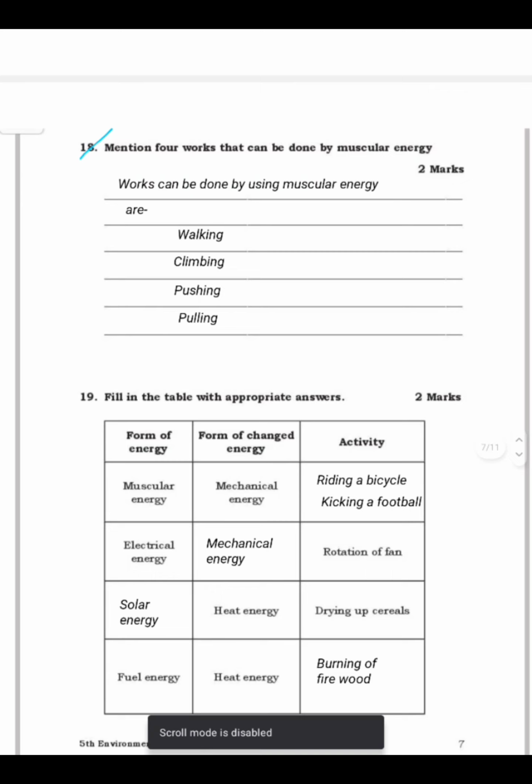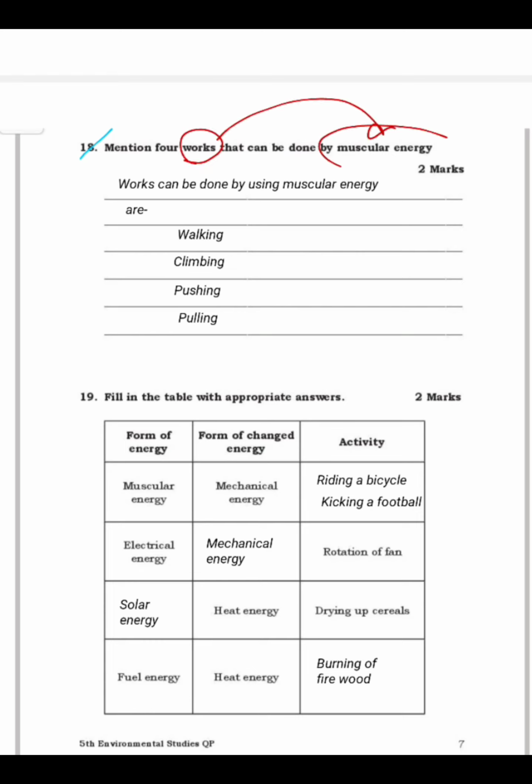Okay, now let's move to question number 18. Mention four works that can be done by muscular energy. We have types of energies, right? Muscular energy, fuel energy, electrical energy, bio energy, many energies we have learned, right? So in that, you have to write any four works which can be done by using muscular energy. So here the answer: walking. For walking we need muscular energy. For climbing, pushing, pulling, for dancing, we need muscular energy, right?